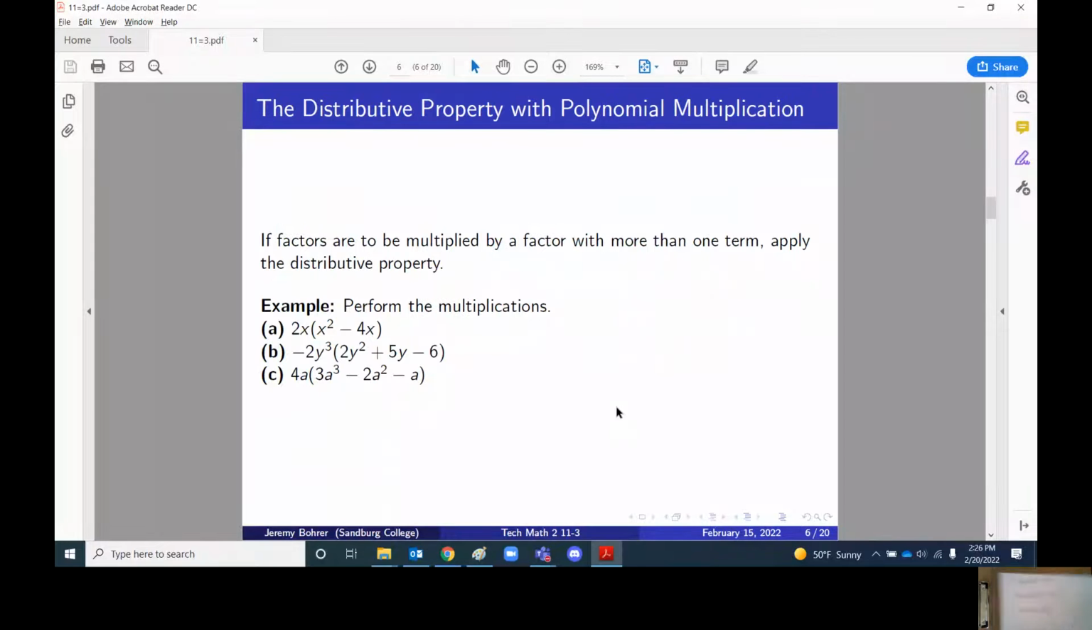Next up, we're doing slightly more complicated multiplication here with the distributive property. We've got 2x times x squared minus 4x and negative 2y cubed times 2y squared plus 5y minus 6. And finally, we've got 4a times 3a cubed minus 2a squared minus a.